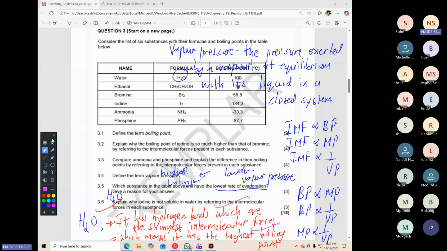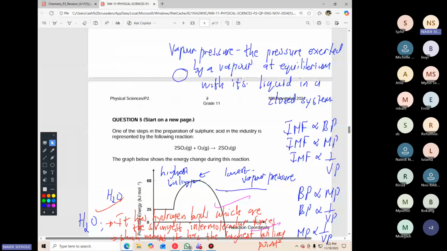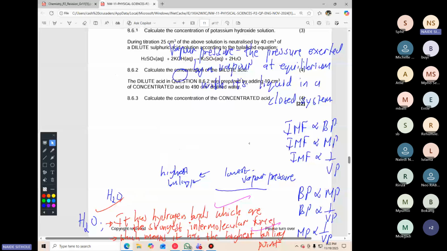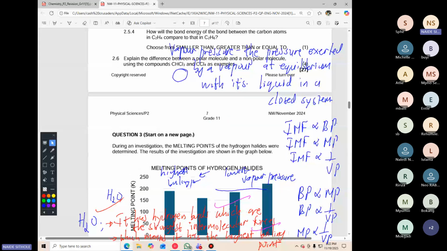Explain why iodine is not soluble in water by referring to the intermolecular forces in each substance. This question is repeating itself. It's the one that we answered. We said like dissolves in like. So it was here.